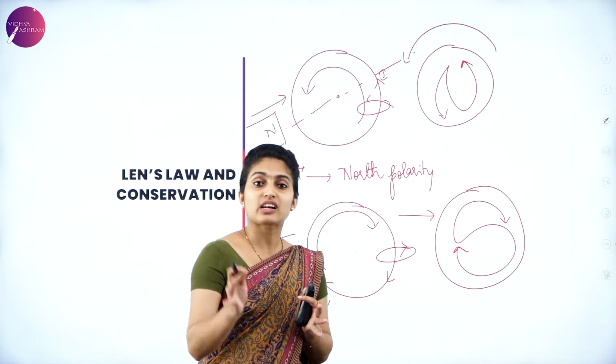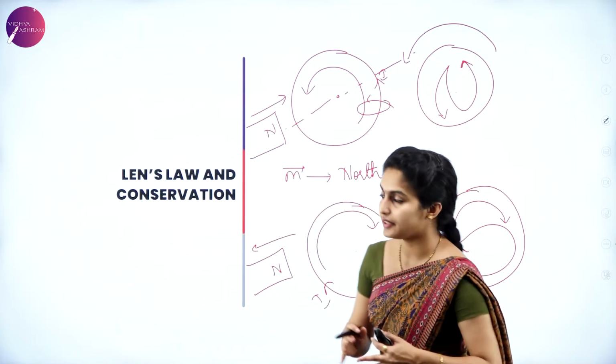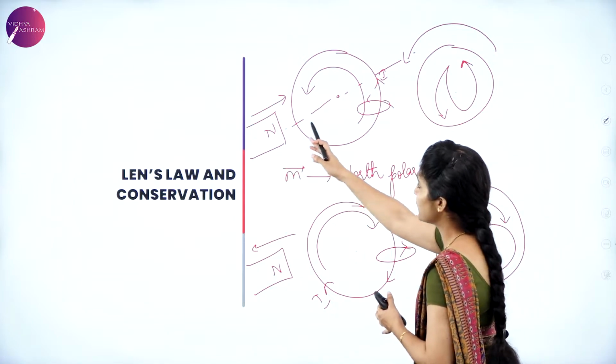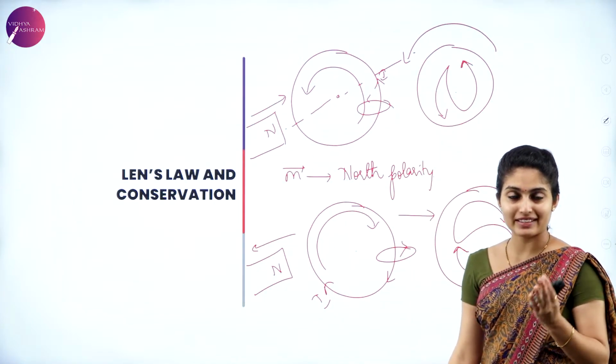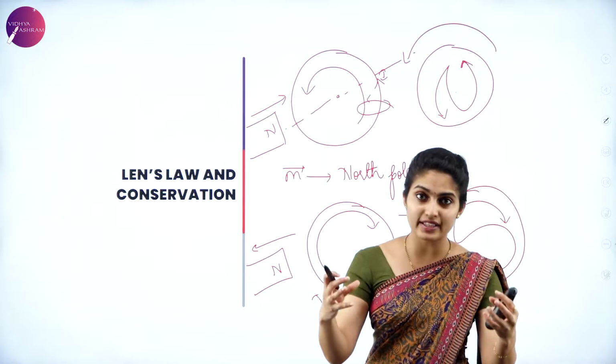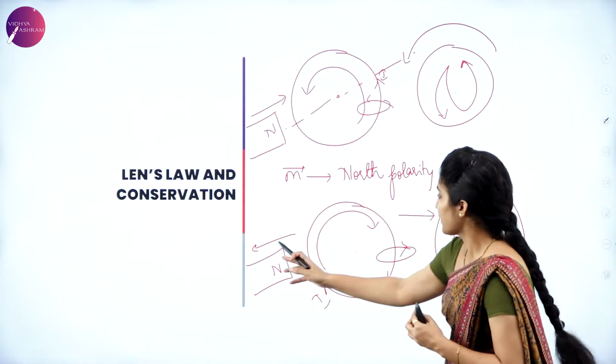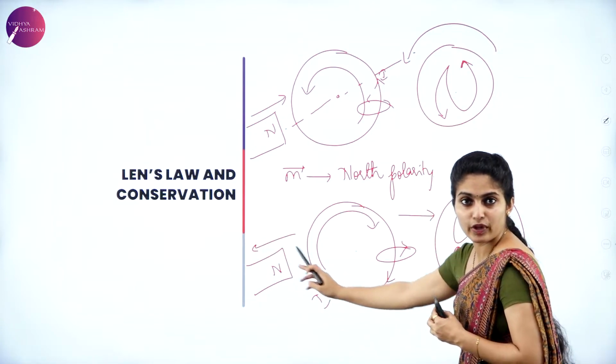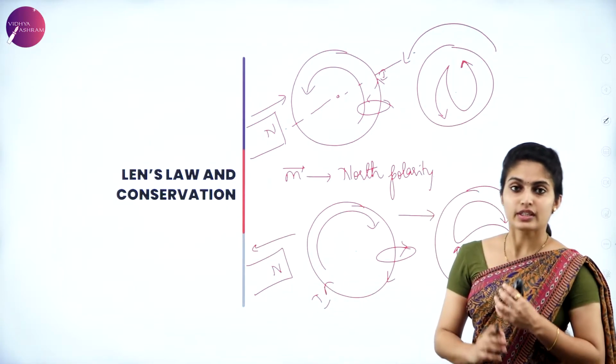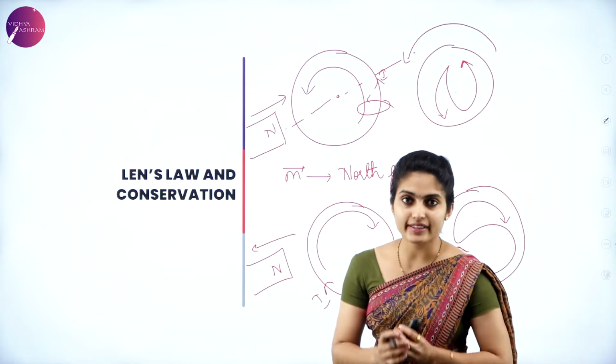And what is conservation of Lenz law, what we study here? That means whenever you move this near the coil, you have north polarity, and you know that like pole and like pole repel each other, and unlike poles attract each other. This is south polarity, this bar magnet has got north pole, so both also attract each other.